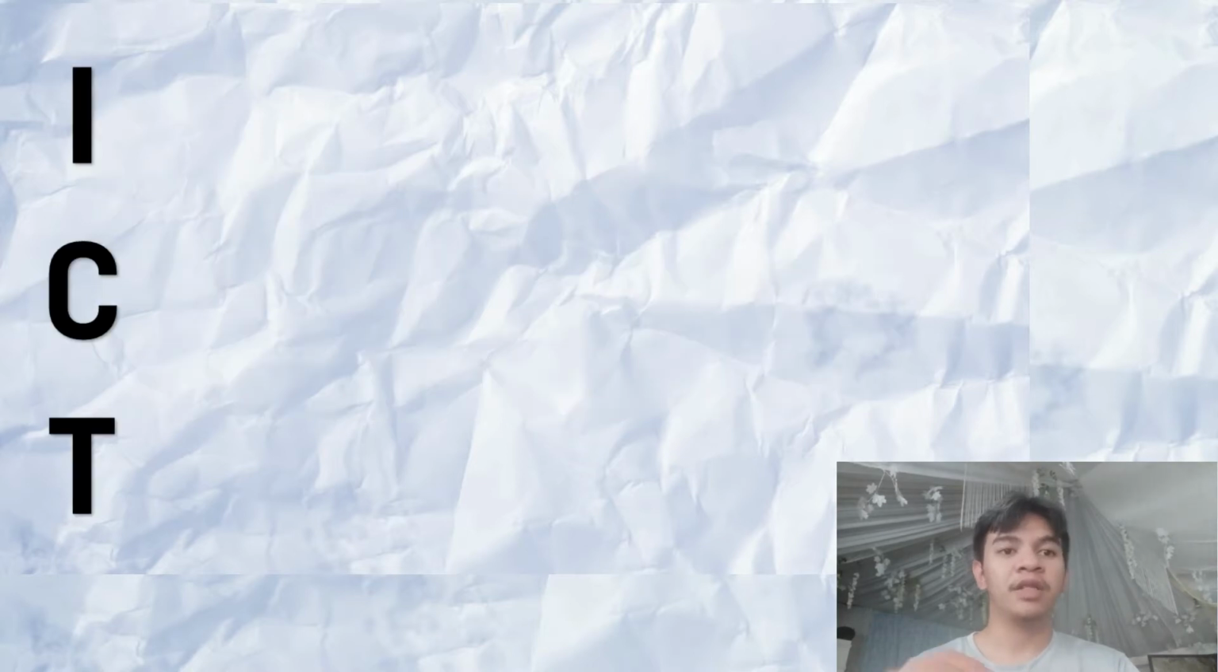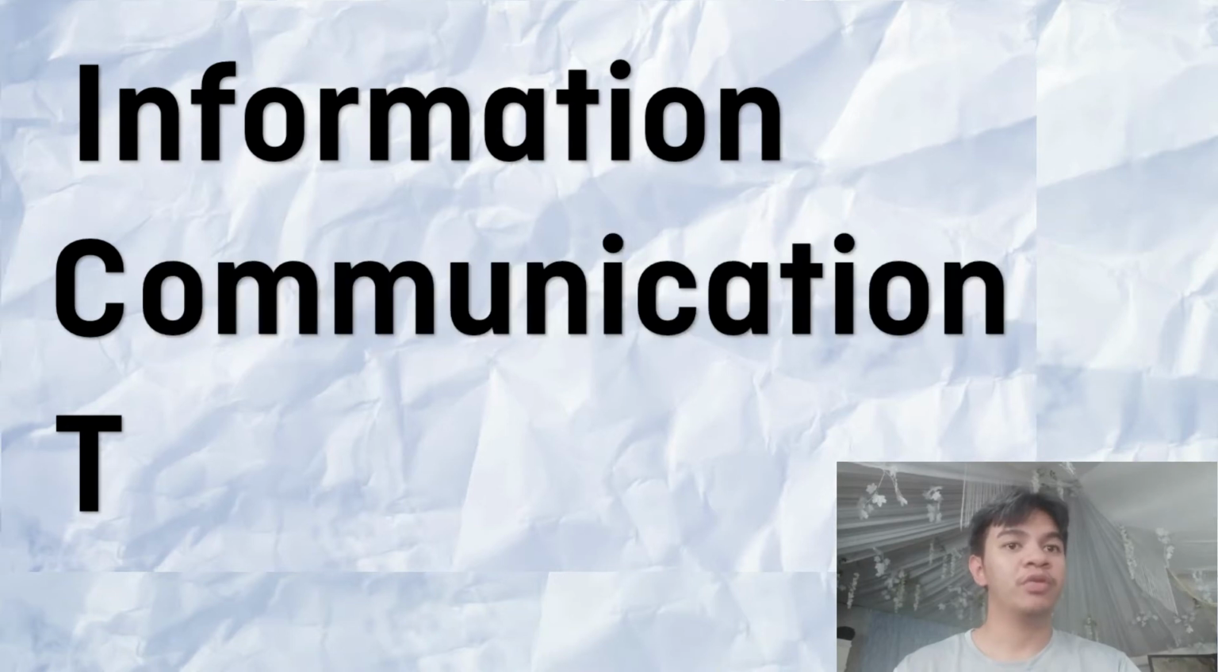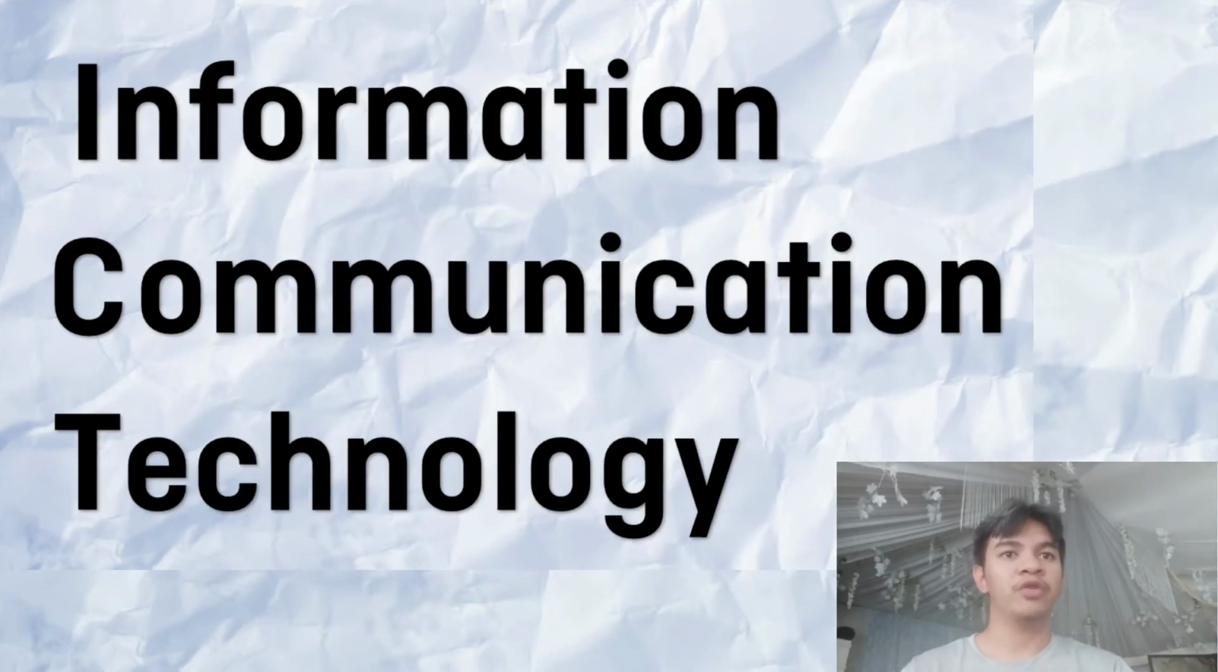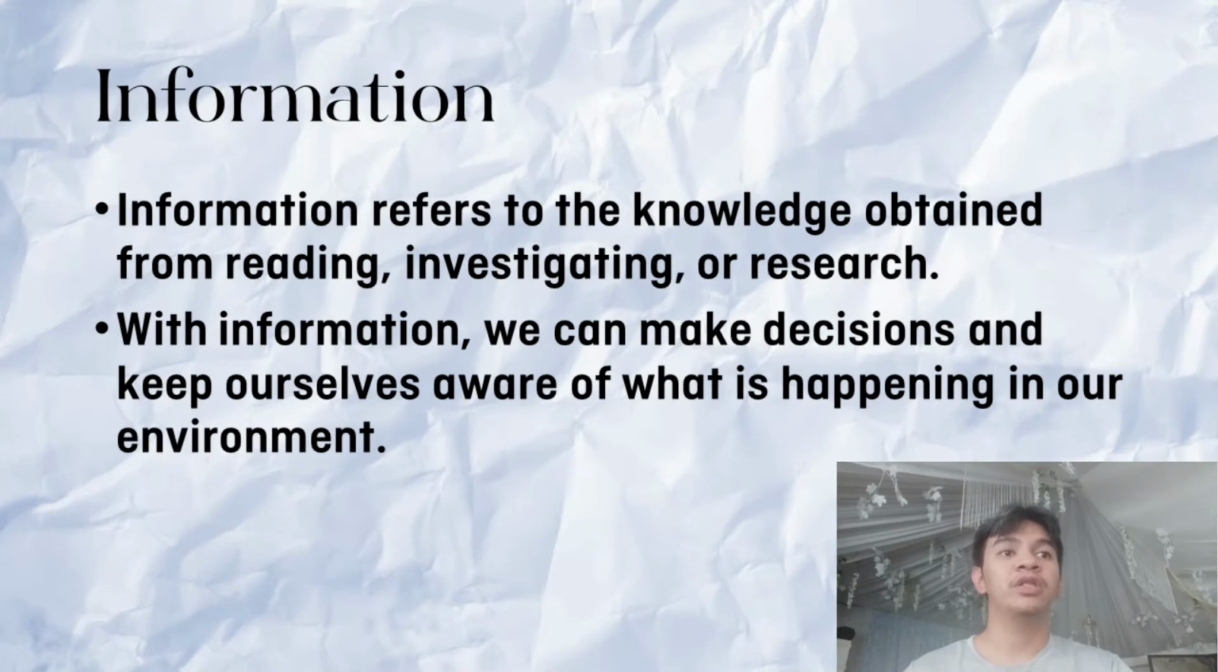ICT has three components, and those three are information, communication, and technology. Now let's move on to information. Information refers to the knowledge obtained from reading, investigating, or research. With information, we can make decisions and keep ourselves aware of what is happening in our environment. In ICT, information is the sole reason why we communicate, and technology is needed as information is either broadcasted like news, used in transactions like in business, and for references in educational needs.